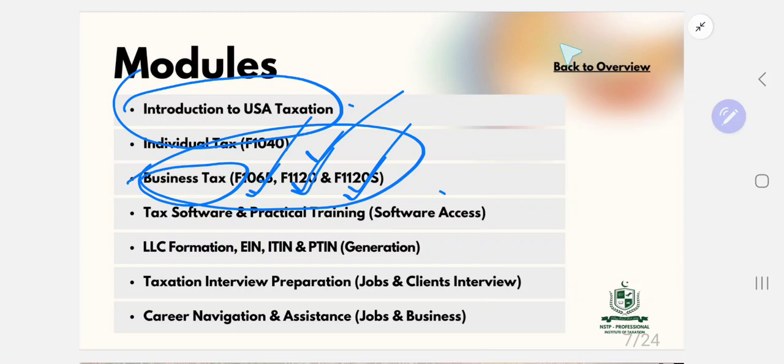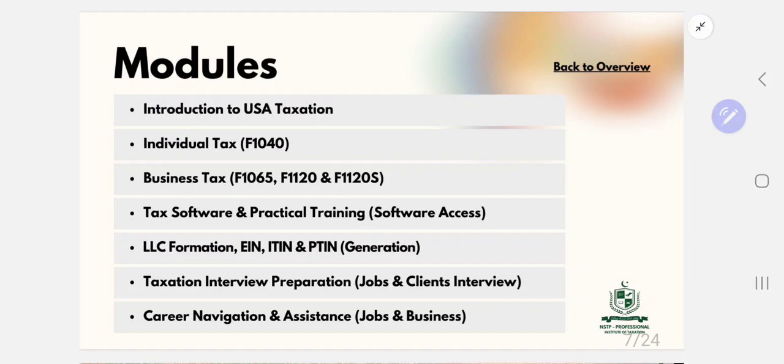After that, the fourth important module which we have is tax software training, practical training on a tax software. You will have complete training on a tax software because in USA you use taxation softwares to file your returns, to file your online returns. So that's why this training is very important for you guys.